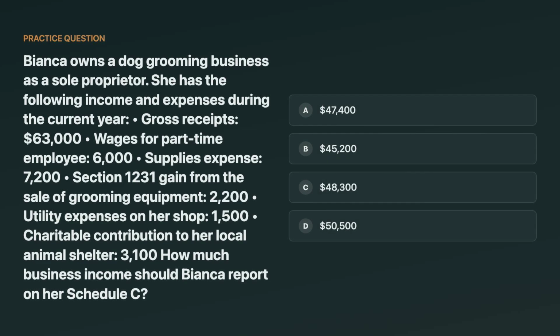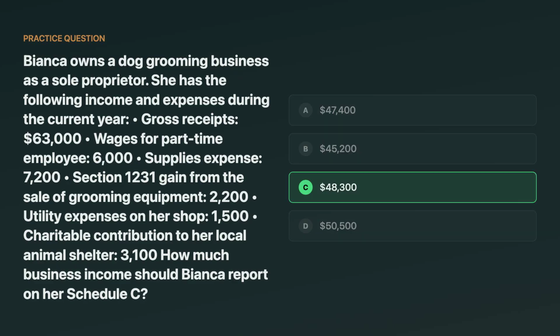Bianca is a sole proprietor dog groomer. She has gross receipts of $63,000. Expenses: wages $6,000, supplies $7,200, utilities $1,500. She also has a Section 1231 gain of $2,200 from selling equipment, and she made a charitable contribution of $3,100. How much business income goes on Schedule C? Think about it.